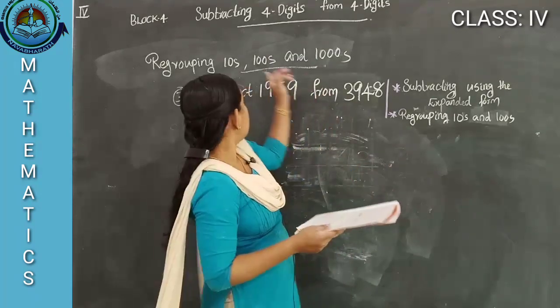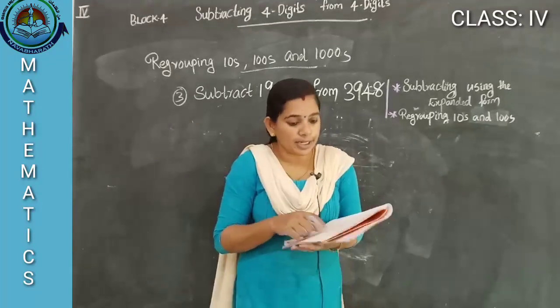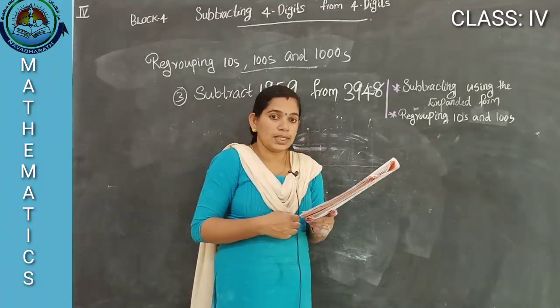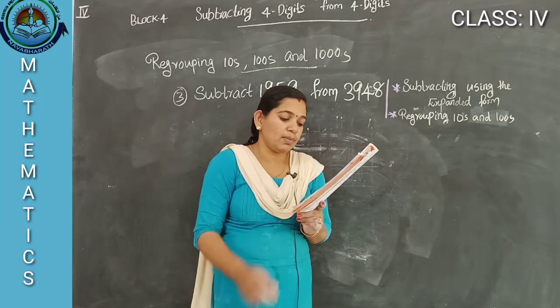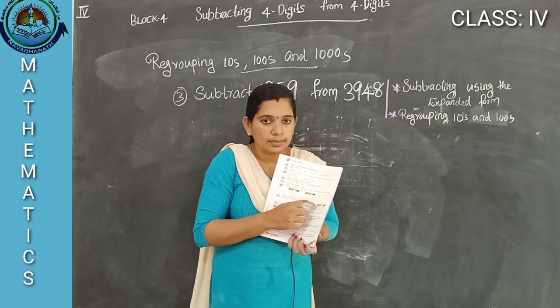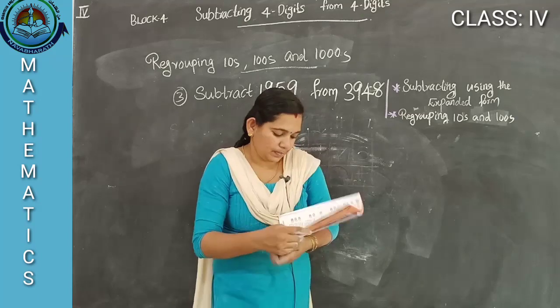Then today we are discussing regrouping tens, hundreds and thousands. There are some problems from your textbook. Lesson 3, regrouping tens, hundreds, thousands. First question, find the error in the subtraction problem. Show the correct solution. Here some errors are there, that you find out and write the correct solution.